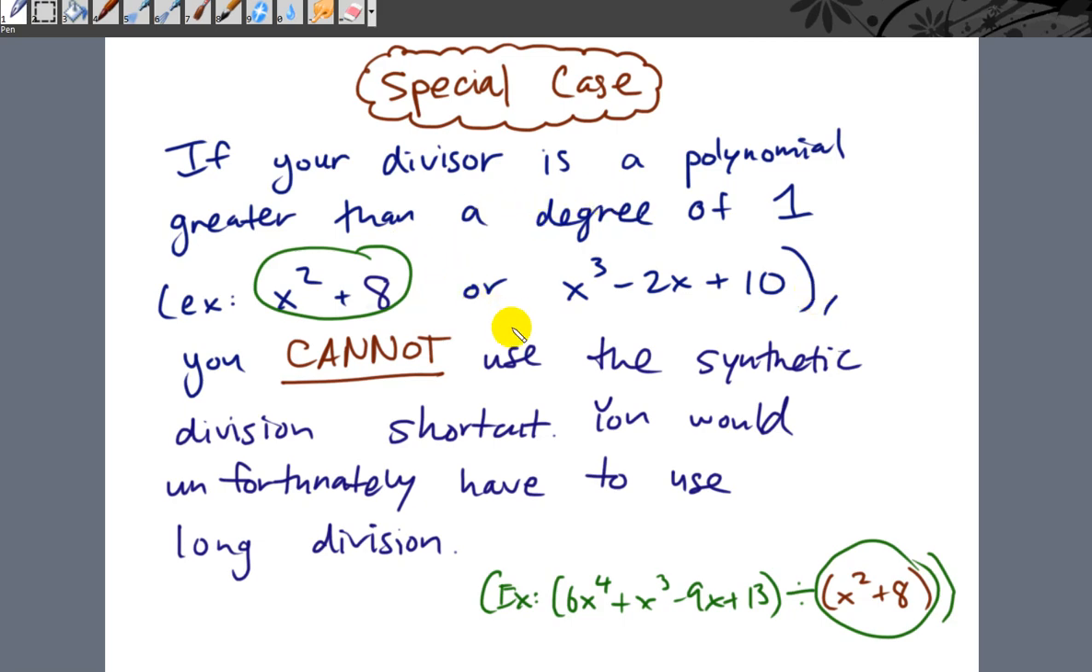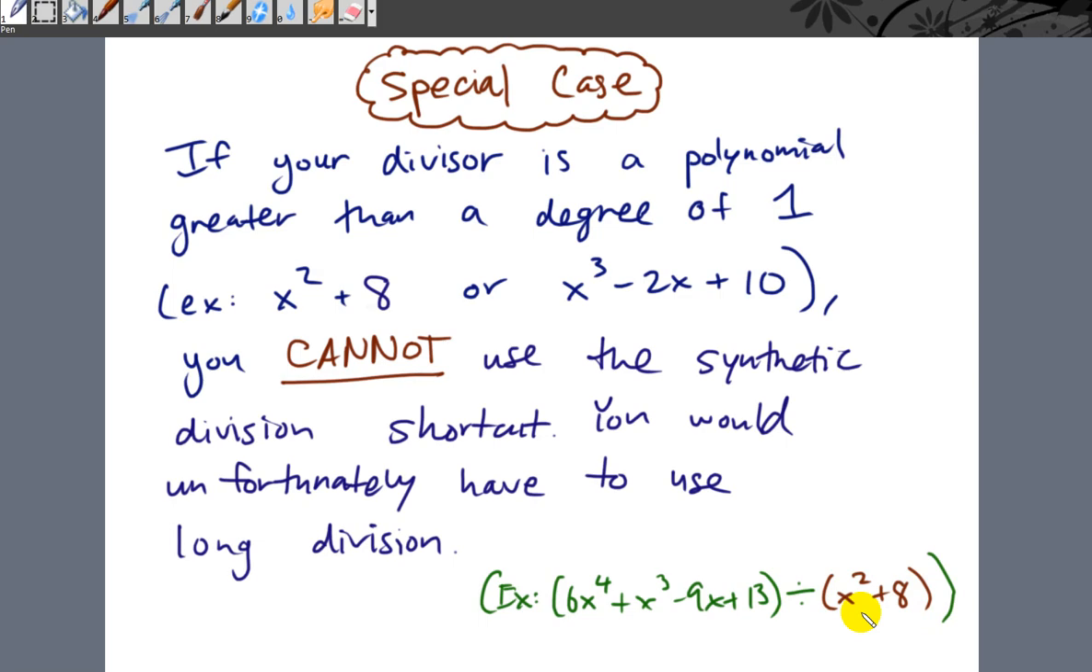This is a case where you can't use the synthetic division shortcut. And unfortunately, you're going to have to long divide in order to do this. So I'm just going to do one example, and we'll use this one here. Of course, if you have something like x minus 4, x plus 10, or x minus 20, go ahead and use synthetic division. You're totally fine. As long as you see the degree here is greater than 1, this is a case where we cannot use that shortcut.